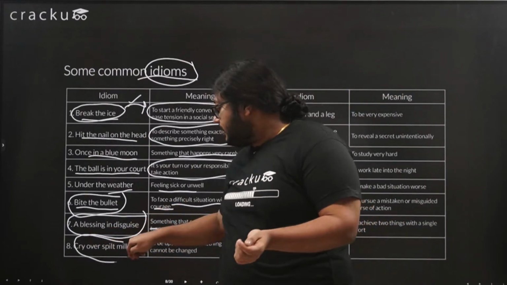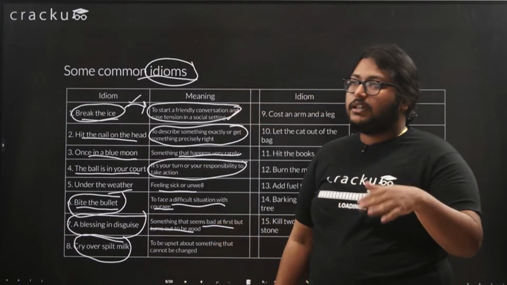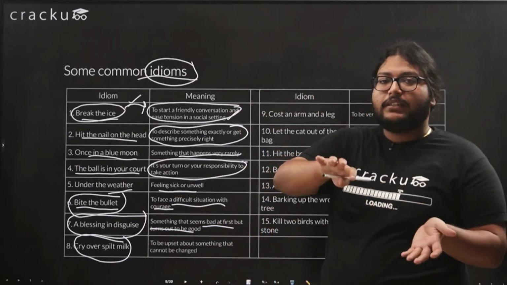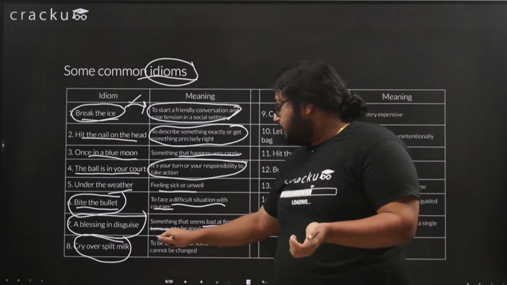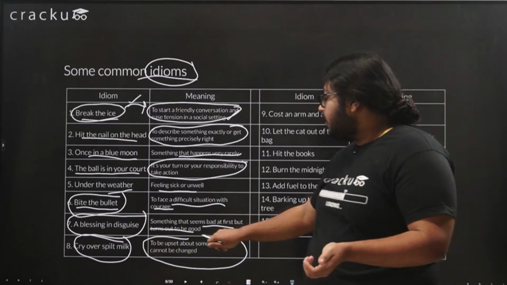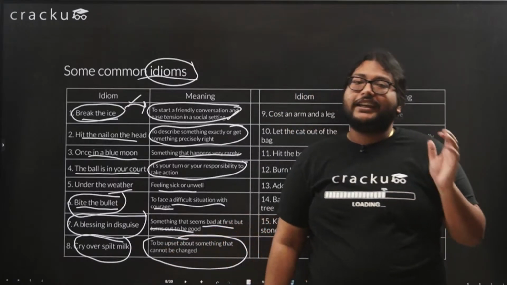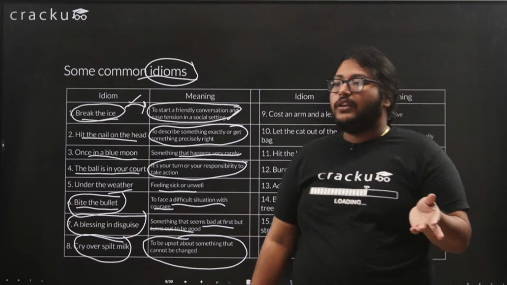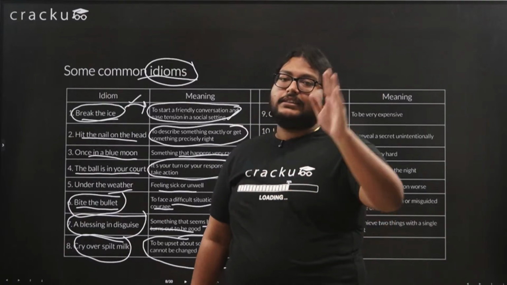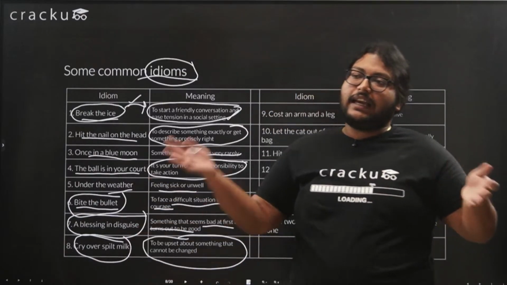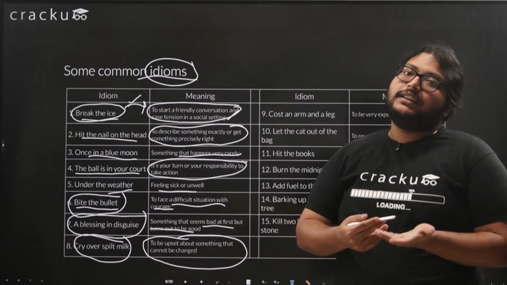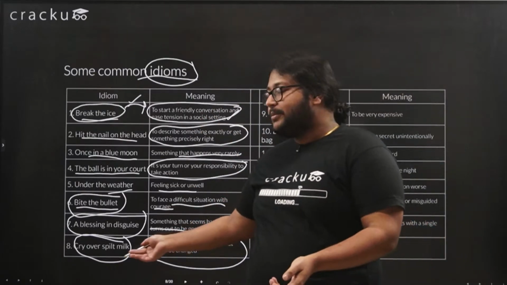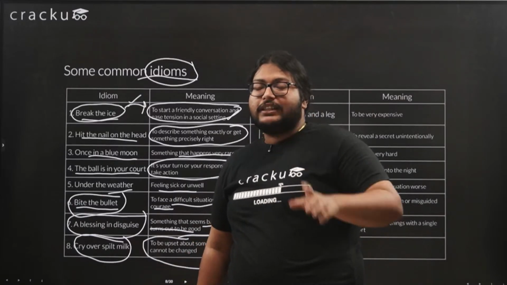Cry over spilt milk. Spilt milk, milk that has been spilled, like fallen down. So it actually means to be upset about something that cannot be changed. Like, why are you crying over spilled milk now? Let's prepare for the next exam. Something like that. Like I failed, so she's crying. So I'm consoling her, like there is no point in crying over spilled milk now. Let's prepare for the next attempt.